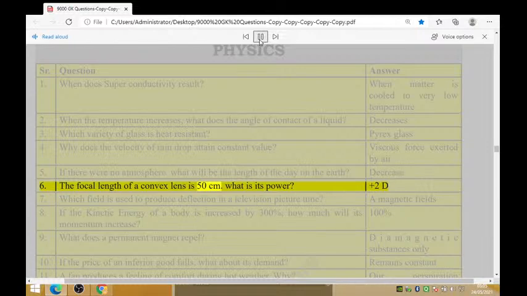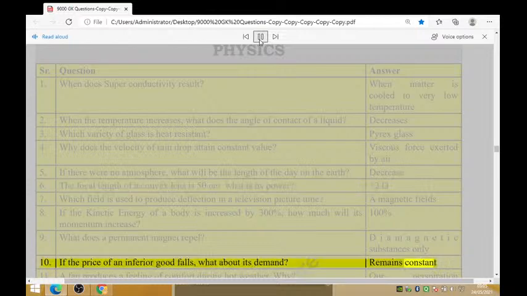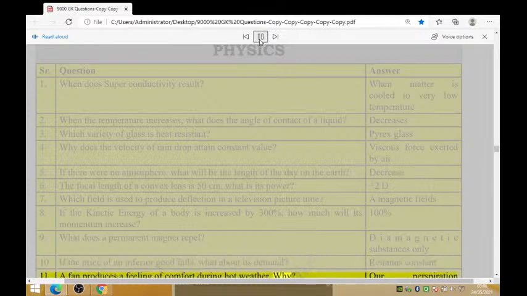9. What does a permanent magnet repel? Diamagnetic substances only. 10. If the price of an inferior good falls, what about its demand? Remains constant. 11. A fan produces a feeling of comfort during hot weather. Why? Our perspiration evaporates rapidly. 12. Why is the gas thermometer more sensitive than the liquid thermometer? Gases expand more than liquids.